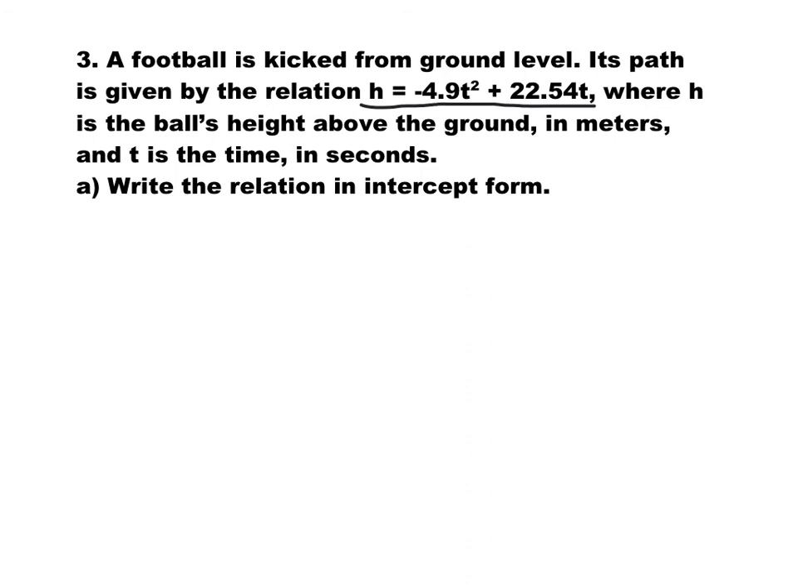To do that one, I have to change it to a factored form. To factor this one, I can factor out negative 4.9 t, because both terms have t, and I can divide 22.54 by negative 4.9. I get h is negative 4.9 t times, negative 4.9 t squared divided by negative 4.9 t gives me t, and also 22.54 t divided by negative 4.9 t gives me negative 4.6. So this is the factored form.